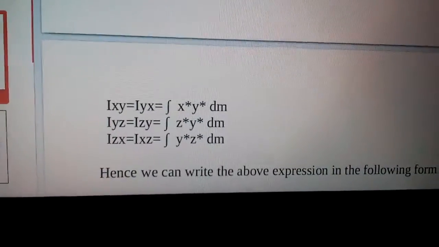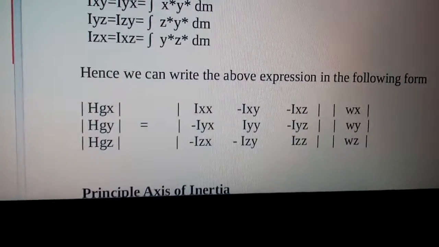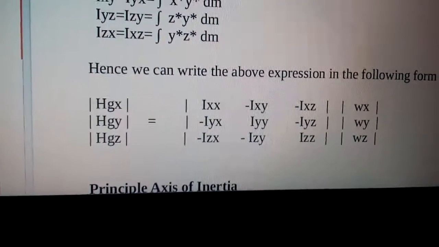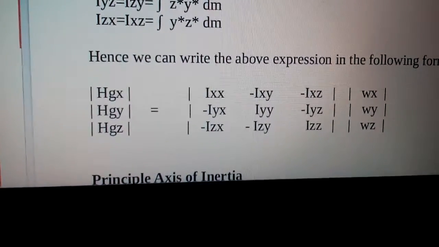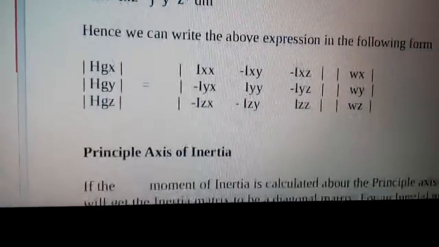Now we see that in this case our Ixy is equal to Iyx. Similarly we have Ixz is equal to Izx and so on. So we see that this is an example of a symmetric matrix. Now moving towards the principal axis.